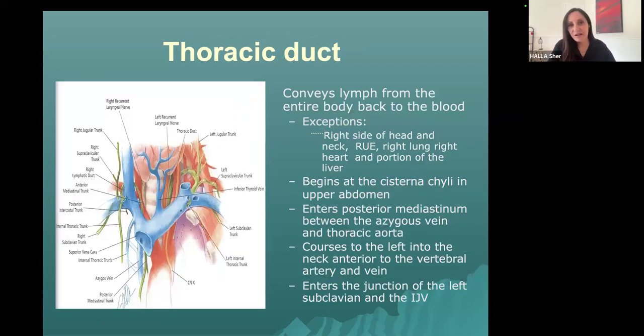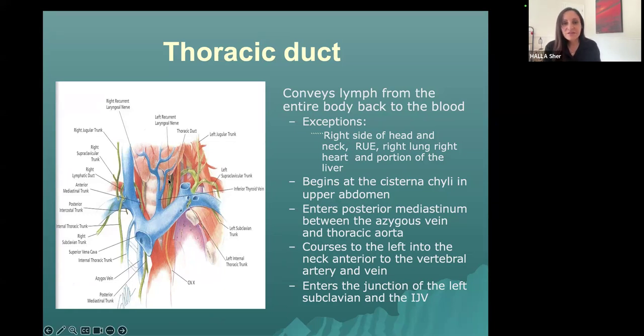The thoracic duct is another important anatomic structure that we need to be aware of when we are operating in level 4, particularly on the left side of the neck. And the thoracic duct, you'll remember, conveys lymph material from the entire body back to the bloodstream, with the exceptions of the right side of the head and neck, the right upper extremity, the right lung, the right heart, and a portion of the liver. The thoracic duct begins in the upper abdomen at the cisterna chyli, and then it travels superiorly. It enters the posterior mediastinum between the azygos vein and the thoracic aorta.